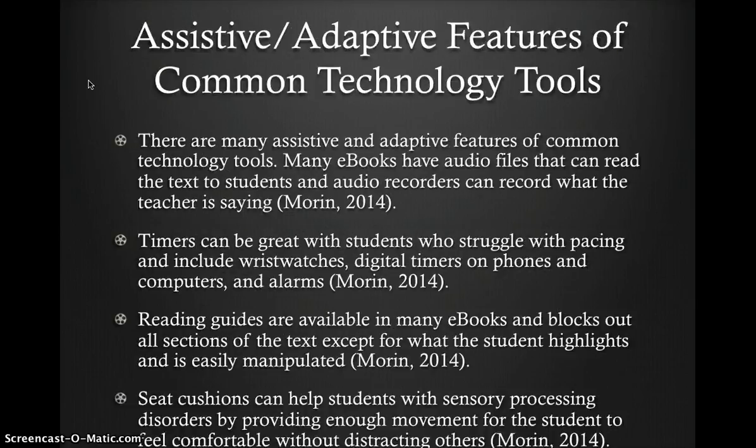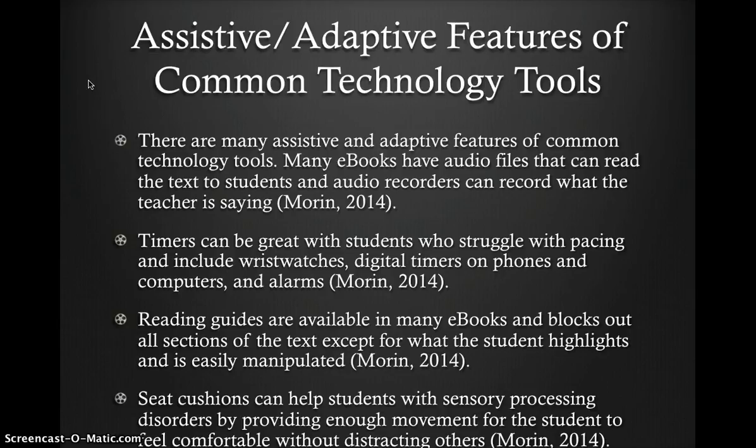Assistive and adaptive features of common technology tools. There are many assistive and adaptive features of common technology tools. Many ebooks have audio files that can read the text to students and audio recorders that can record what the teacher is saying. Timers can be great with students who struggle with pacing and include wristwatches, digital timers on phones and computers, and alarms. Reading guides are available in many ebooks and block out all sections of the text except for what the student highlights and is easily manipulated.